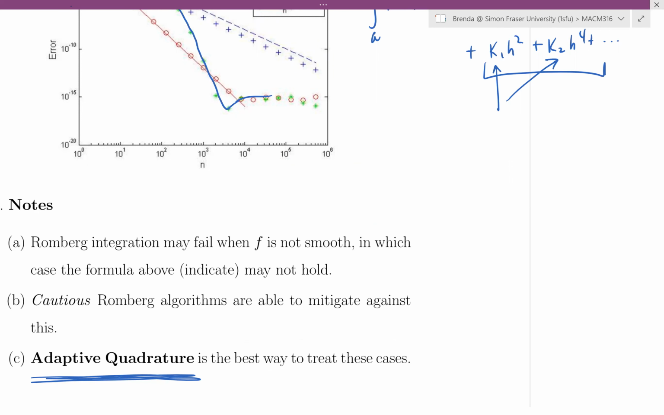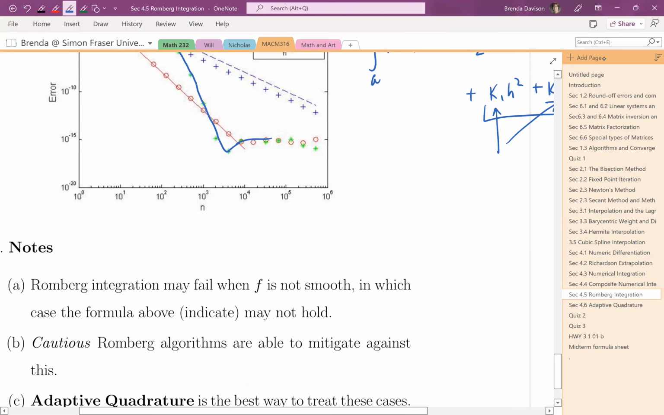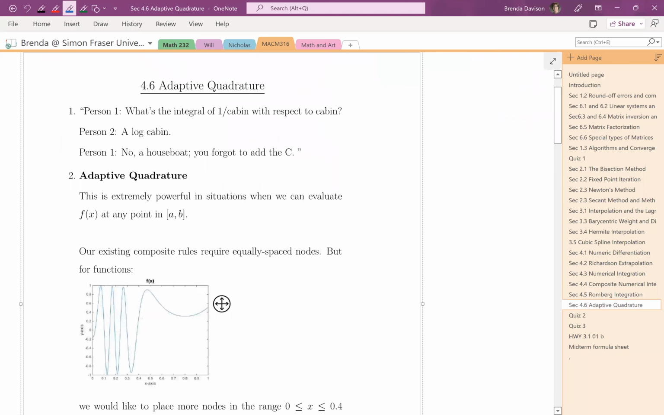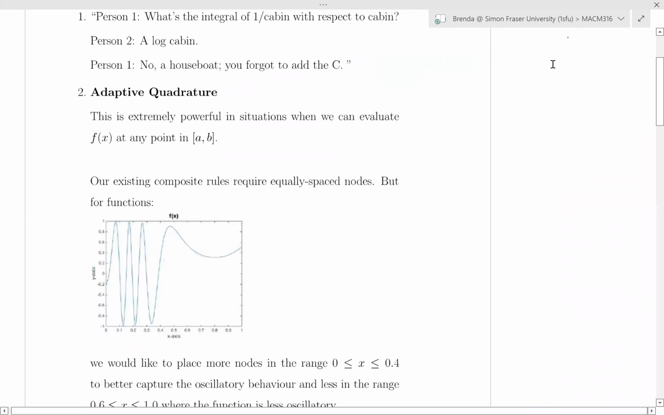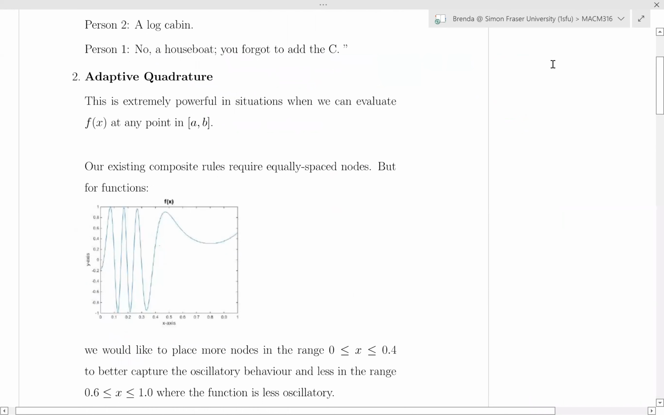Okay, let's take a look at how much time we have here. Let's just take a quick look at the adaptive quadrature. The idea is, I think, pretty straightforward. Maybe we can finish at the end of the lecture.